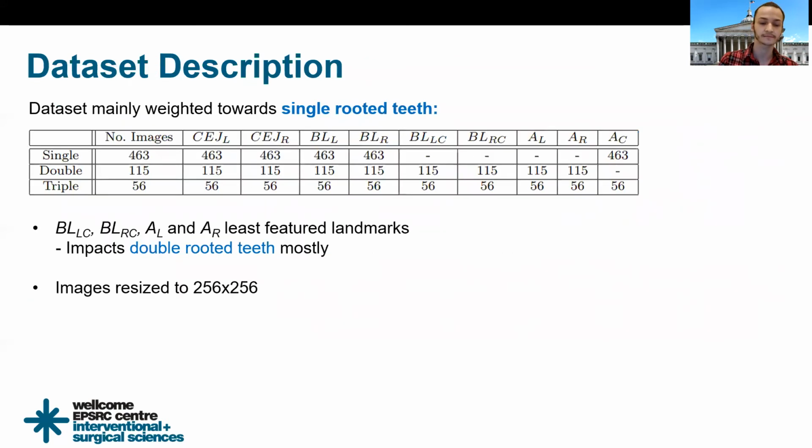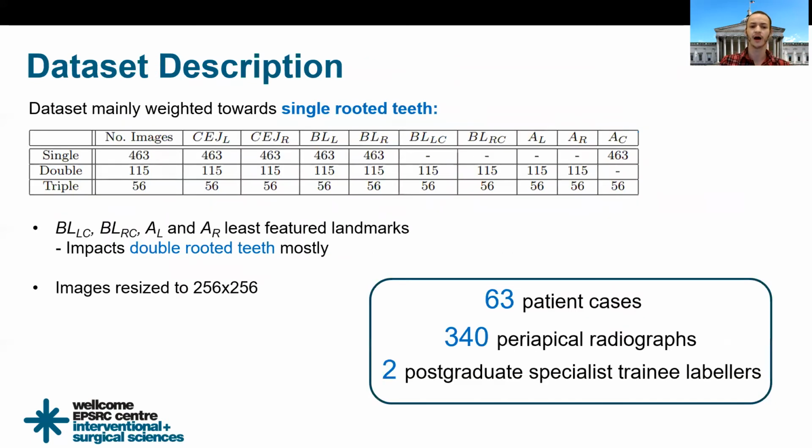Okay, so our data set description, as you can see, it's mainly weighted towards single rooted teeth, and decreases in data set sizes respectively for double and triple root teeth. Our takeaway points for the data set are there are 63 patient cases with 340 periapical radiographs, and these are labeled on all of our landmarks, and our periodontal bone loss percentages are labeled by 2 postgraduate specialist trainee labelers, which becomes important for our results.